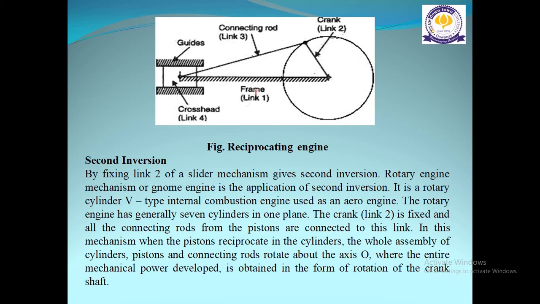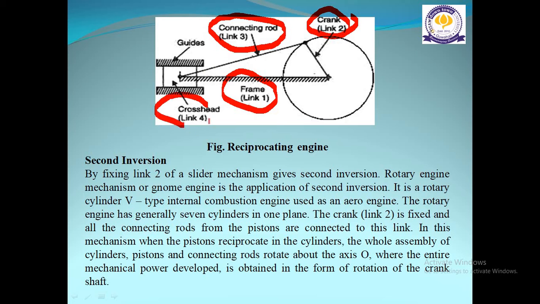Here you can see the first inversion of inverted slider crank mechanism. Here this is link 1, that is the frame which is fixed. Link 2 is the crank. Link 3 is the connecting rod, and link 4 is the crosshead. So it is the reciprocating engine, first inversion.